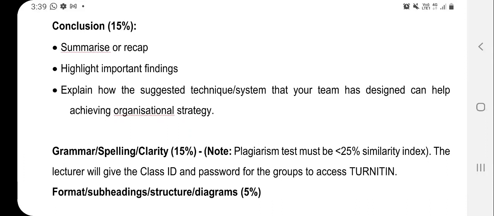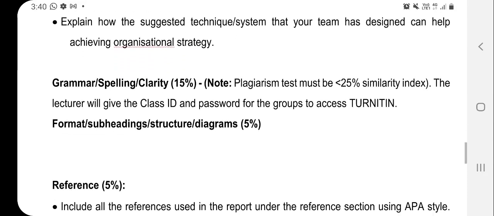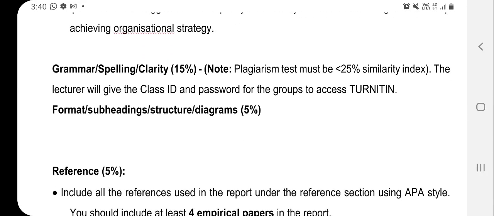First, you have to write a summary. Second, you have to highlight important findings. Number 3 is you have to explain how the suggested technique or system that your team has designed can help achieve the organizational strategy. This conclusion is 15%. So grammar, spelling, clarity, etc., 15% marks. So make sure you write everything clearly and properly.